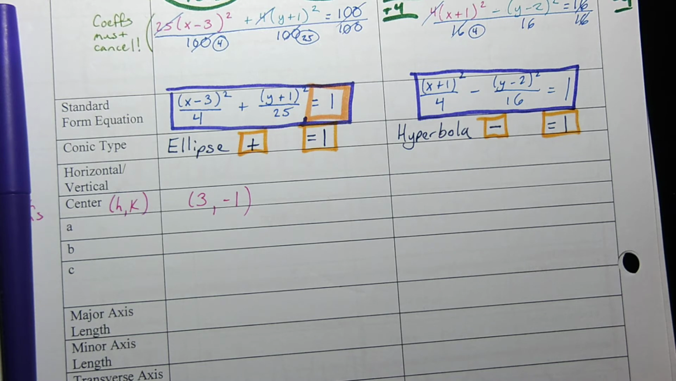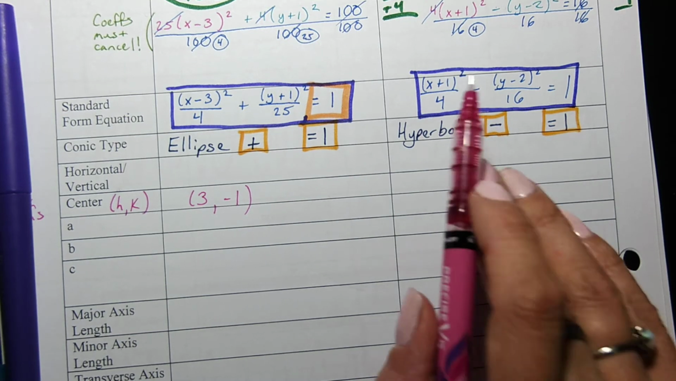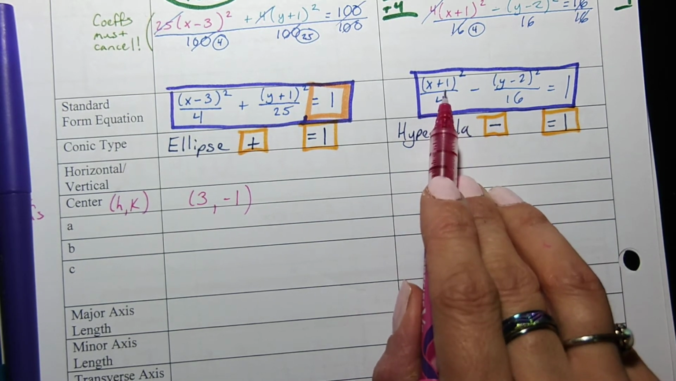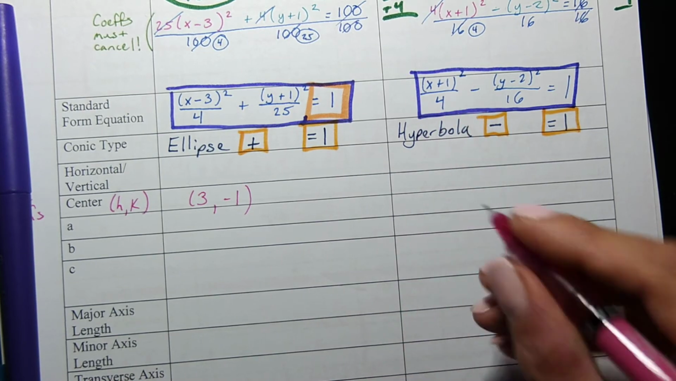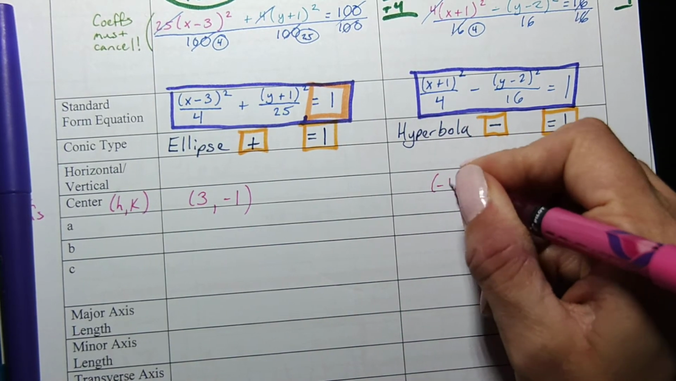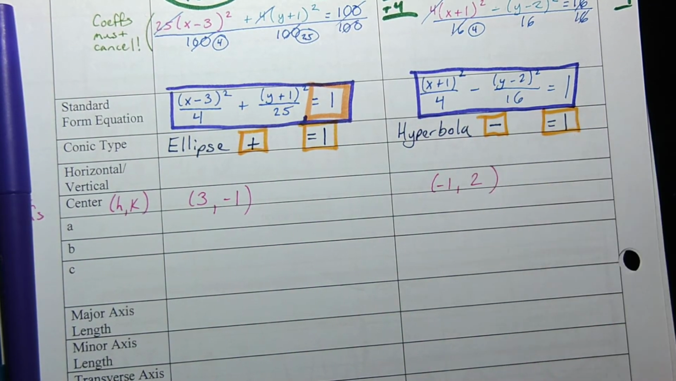Then what about for a hyperbola? See if you can write the center for the hyperbola. Should be (-1, 2). And that's going to be the same if you had the equation of a circle as well. So finding the center, same for both of them.